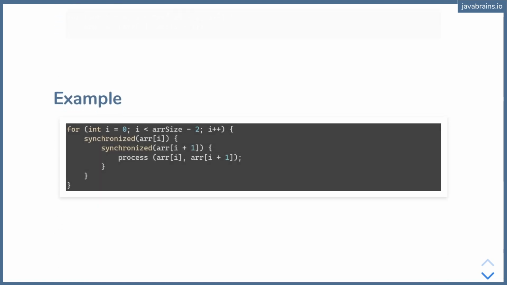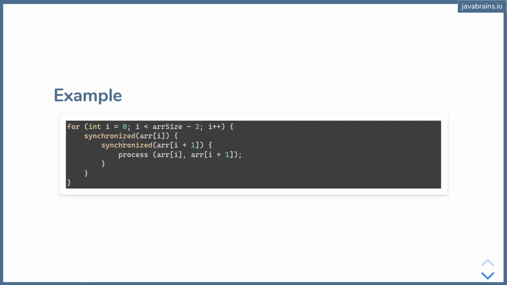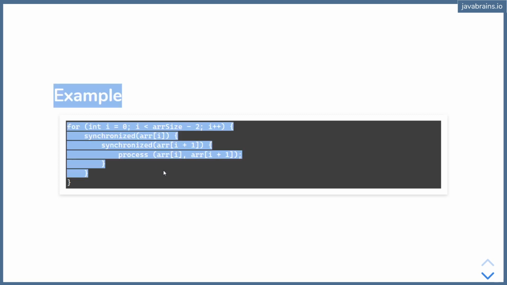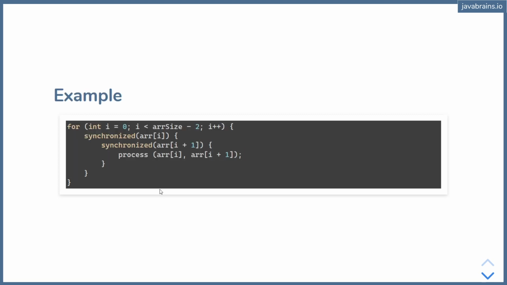Okay, I know we can do nested locks. So what I'm going to do is I'm going to put a synchronized over here for array of i, and I'm going to put another synchronized for array of i plus 1. And within this inner block, I'm going to run process of array of i and array of i plus 1. So when a thread has to execute this, it has to acquire a lock for both the first element and the second element that I'm processing. Okay, this works fine, but you notice a problem here. I am doing this iteratively, right? So let's say an array of 10 elements. I'm going to get the lock for array of 0 and array of 1.